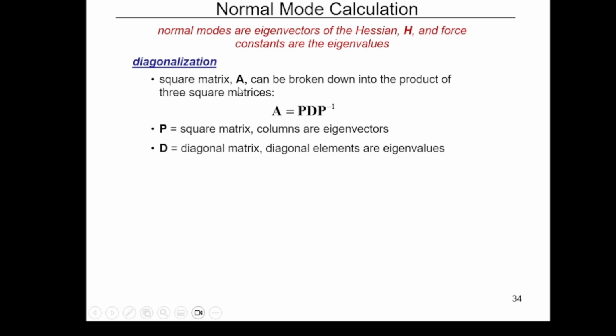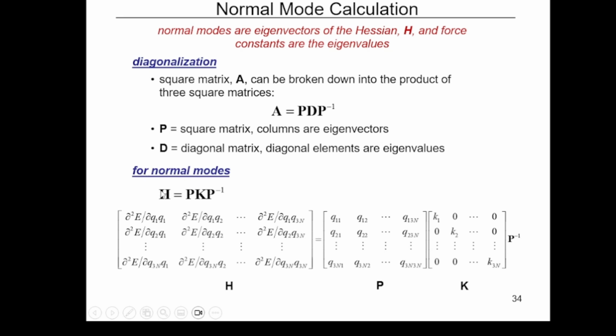For example, matrix A can be broken down to P, D, P inverse, where P is a square matrix, and the columns here are eigenvectors. They are telling us about the normal modes. And D is a diagonal matrix, where the diagonal elements are eigenvalues. I will show you on the next slide how these diagonal values are useful to us.